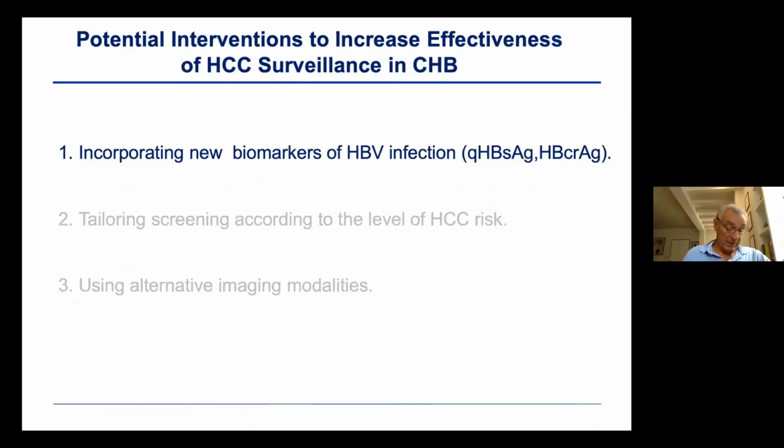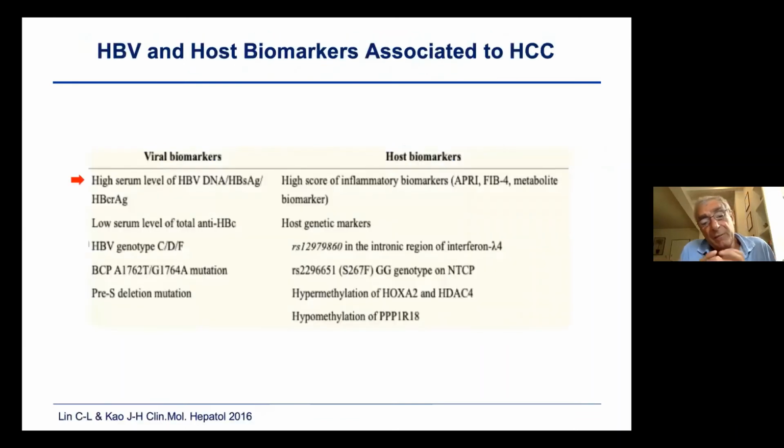This fosters our attention to see whether there are potential interventions to increase the effectiveness of liver cancer surveillance in patients with chronic hepatitis B, starting from stratification of patients for their risk. The first approach could be incorporating new biomarkers of hepatitis B infection, and two above all, quantitative HBs antigen and the hepatitis B core-related antigen. These have been selected through a pragmatic approach among the many viral biomarkers that are available that qualify and increase risk of liver cancer. And of course, there are also a number of host biomarkers from the genetic domain, apart from the clinical inflammatory biomarkers, that could be utilized for this purpose.